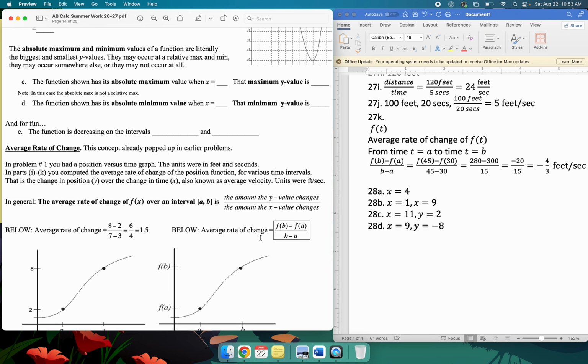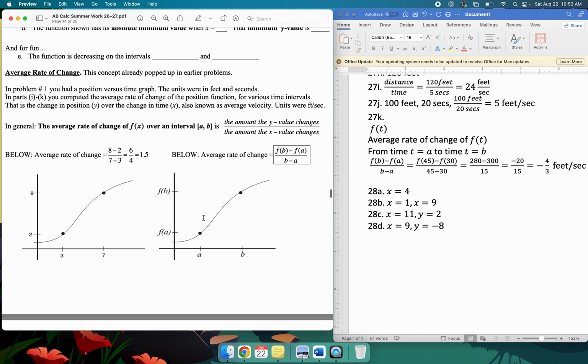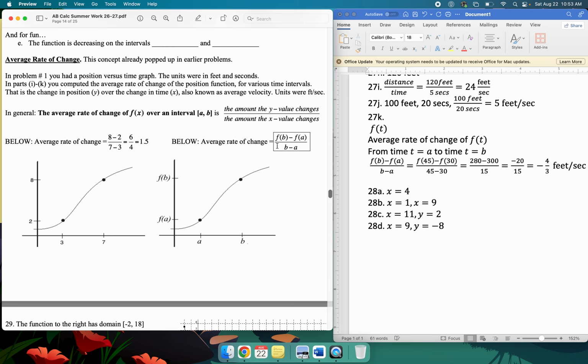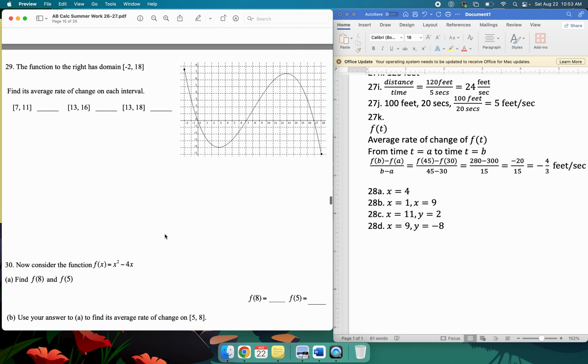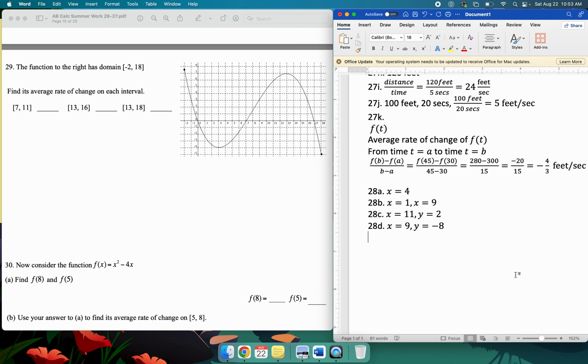So average rate of change, I talked about this a little bit before. This is our formula, f of b minus f of a divided by b minus a. This quantity will be negative, as I said earlier, anytime the function is decreasing. Let's have a look at 29, which just asks us to practice the average rate of change formula.